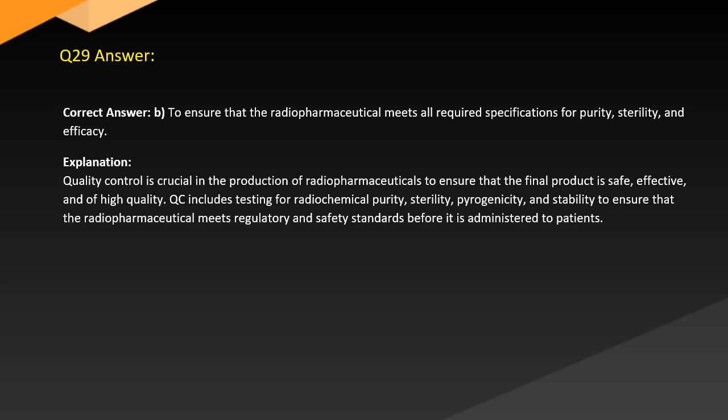Answer. Correct answer: B. To ensure that the radiopharmaceutical meets all required specifications for purity, sterility, and efficacy. Explanation. Quality control is crucial in the production of radiopharmaceuticals to ensure that the final product is safe, effective, and of high quality. QC includes testing for radiochemical purity, sterility, pyrogenicity, and stability to ensure that the radiopharmaceutical meets regulatory standards before it is administered to patients.